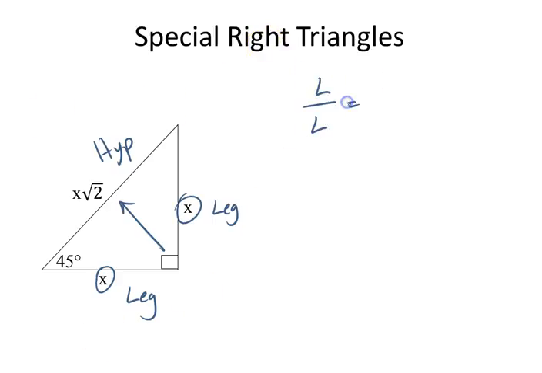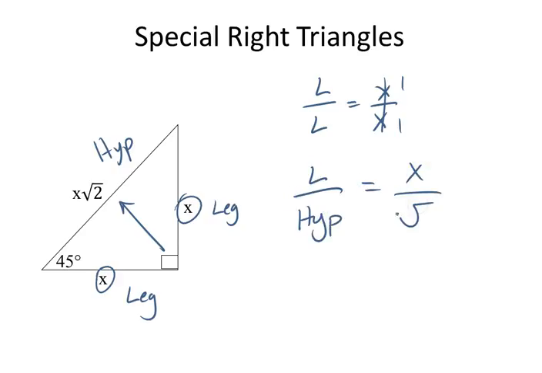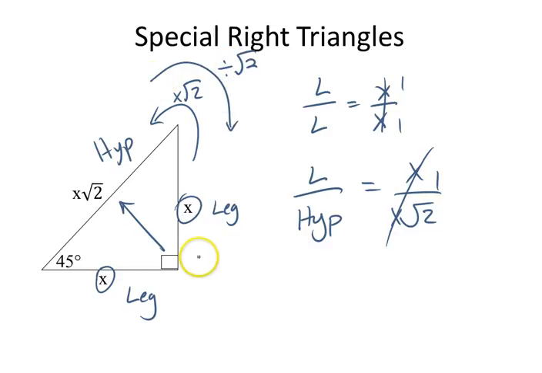Leg over leg equals x over x, and I can simplify. This would be 1. So the legs are always the same. Leg over hypotenuse equals x over x rad 2. Cross out the x's. 1 over radical 2 can still simplify. So let's use these ratios here, or we can remember the fact that to go from leg to hypotenuse, we are going to multiply by radical 2. And to go from the hypotenuse to the leg, we are going to divide by radical 2. And the legs are always equal to each other.